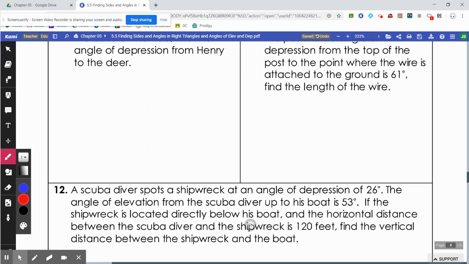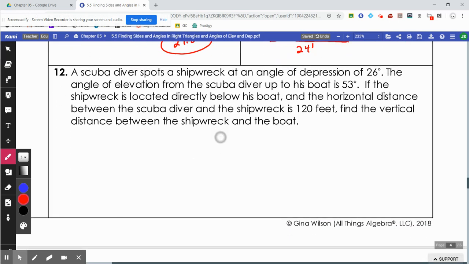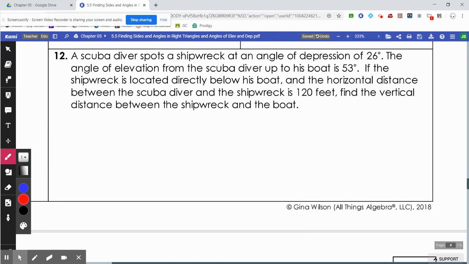And the last one. A scuba diver spots a shipwreck at an angle of depression of 26 degrees. The angle of elevation from the scuba diver up to a boat is 53 degrees. The shipwreck is located directly below the boat, and the horizontal distance between the scuba diver and the shipwreck is 120. Find the vertical distance between the shipwreck and the boat.